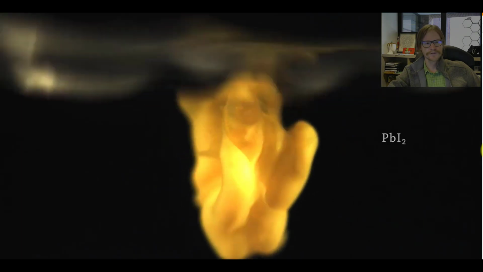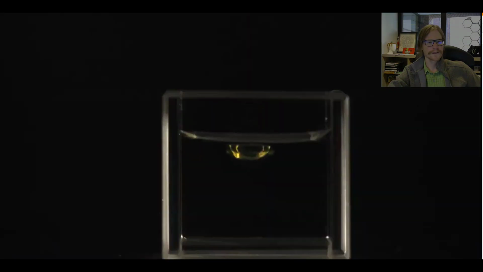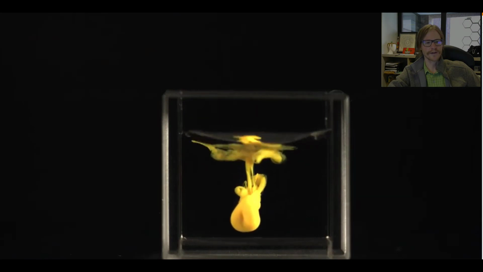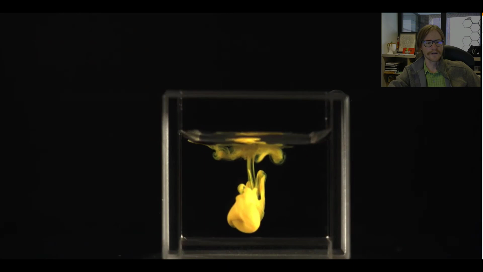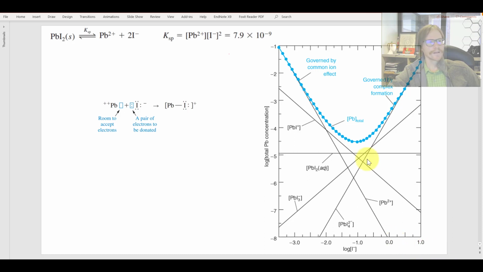So this is a lead nitrate solution. In this, the drop that's being added is potassium iodide. You can see the instantaneous formation of this yellow compound, which is a solid, which is PbI2, lead iodide. So I have the equilibrium expression written up here for lead iodide dissolution.